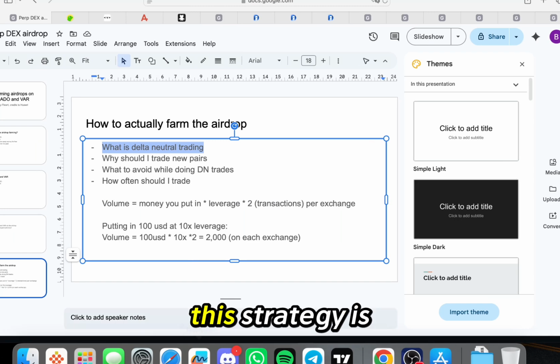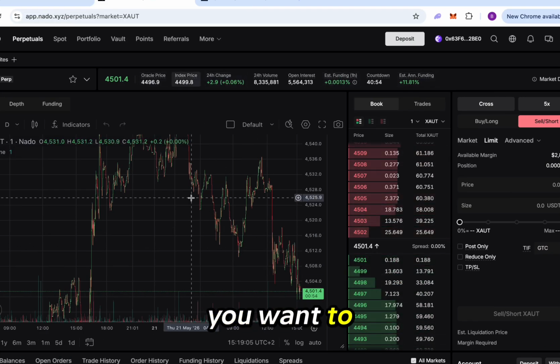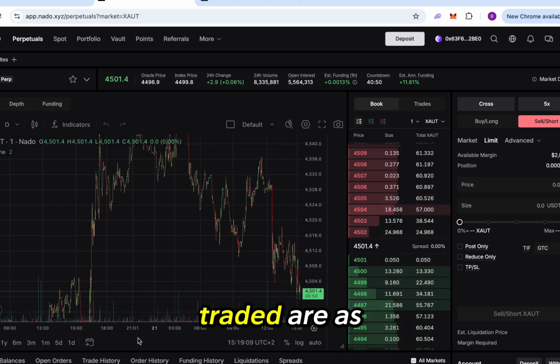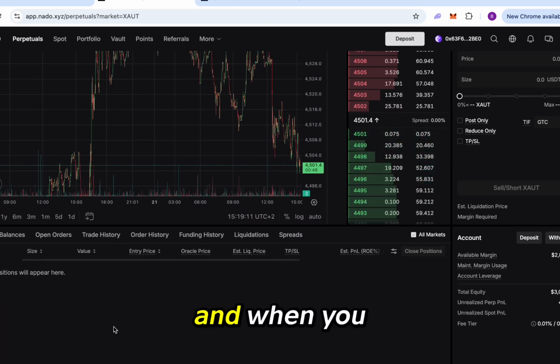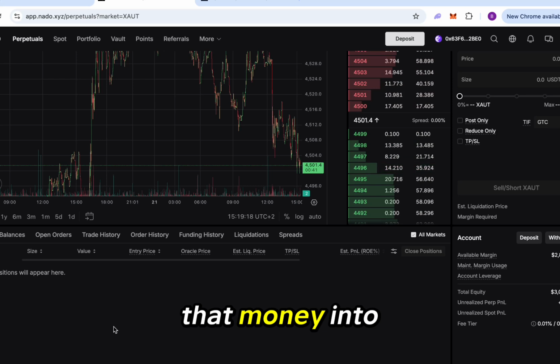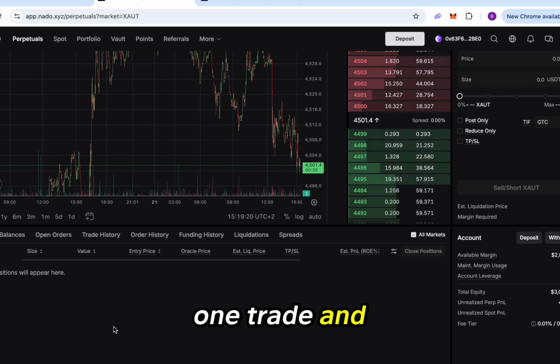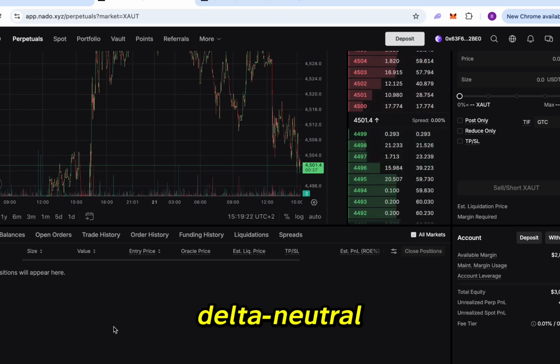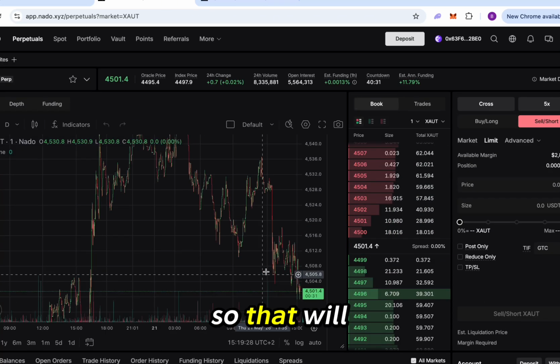The reason why this strategy is very useful is because on a DEX you want to maximize your volume. You want to make sure the amount of dollars traded are as high as possible. And when you don't have any drawdown risk, you can put in all your money. You can sell your house, put in all that money into one trade, and not lose any money, because you are delta neutral. And you can make a lot of volume, which gets rewarded in points. So that will be our strategy.